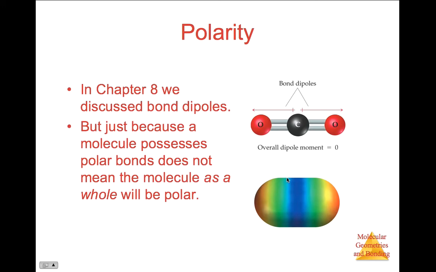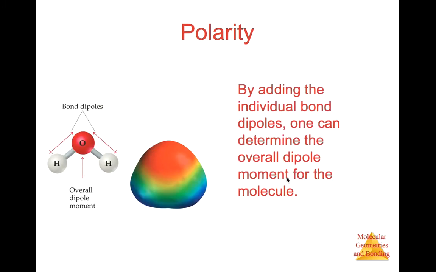To be a polar molecule, and therefore have an overall dipole moment throughout the molecule, it must be asymmetrical. In other words, you have to be able to chop it in half, and when you chop it in half, it must be different on both sides, no matter where you chop it in half. By adding the individual bond dipoles, one can determine the overall dipole moment of the molecule.